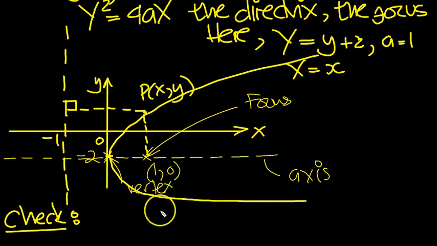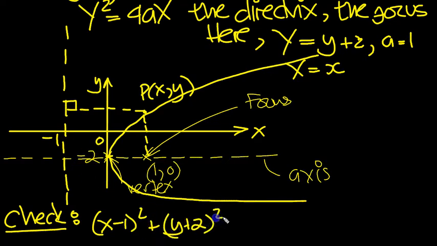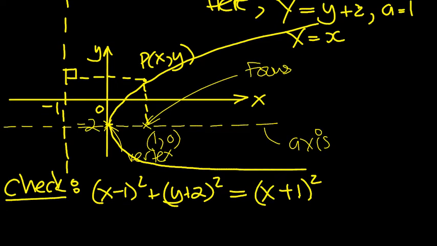This distance squared is (x - 1)² + (y + 2)², isn't it? Because the line is at the value minus 2 in the y's, so it's y minus this value, so it's y + 2. And this distance here is x + 1, because it's minus minus 1, isn't it? So that's squared. So let's see what we get.